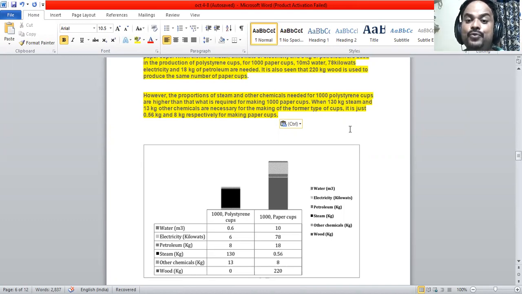130 kg steam and 13 kg other chemicals are necessary for making the former type of cups, that is the polystyrene cups, whereas it is just 0.56 kg and 8 kg respectively for making paper cups. The matter is clear. So that is the end.